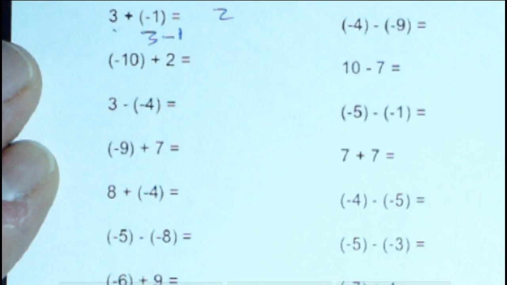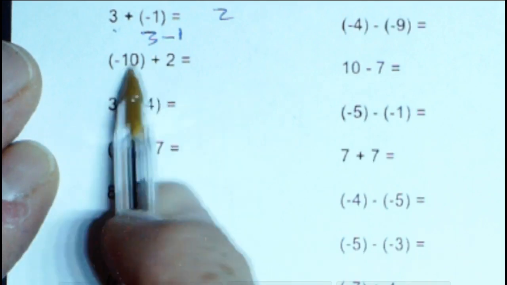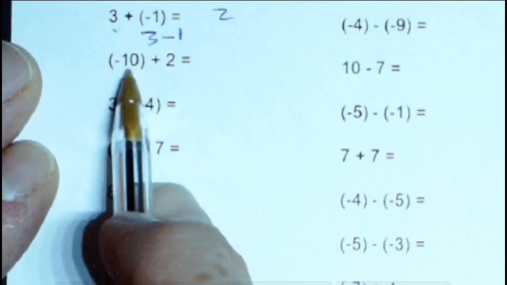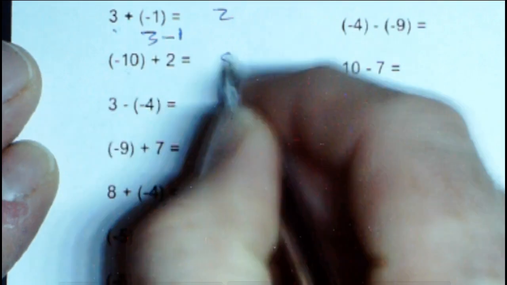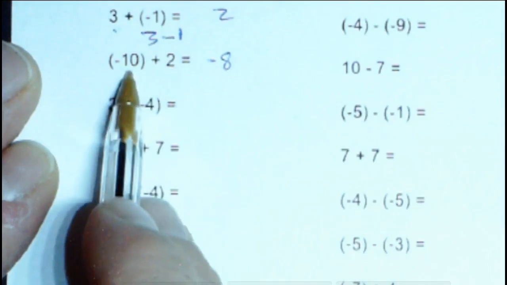All right, this next one, negative 10 plus 2. These are different signs, a negative and a positive. Different signs, we have to find the difference. The difference between these two is 8, and we're going to keep the sign of the negative because it has a larger absolute value, so it's a negative 8.